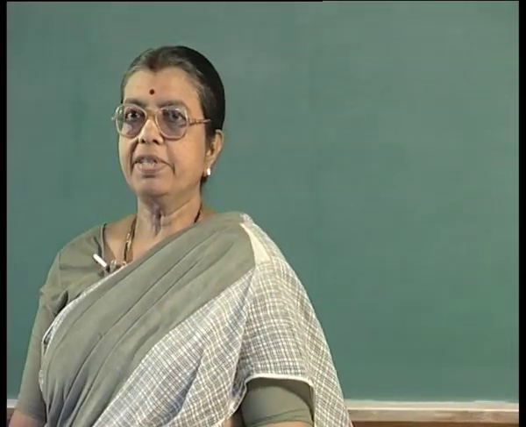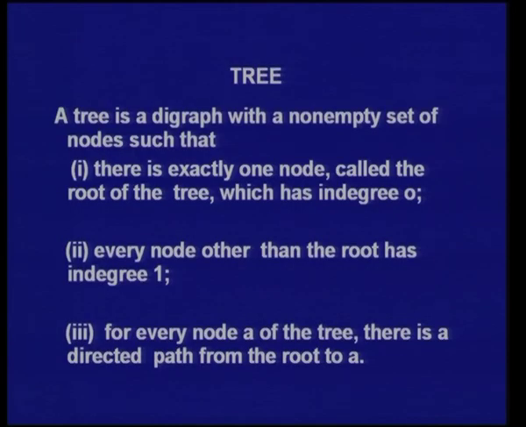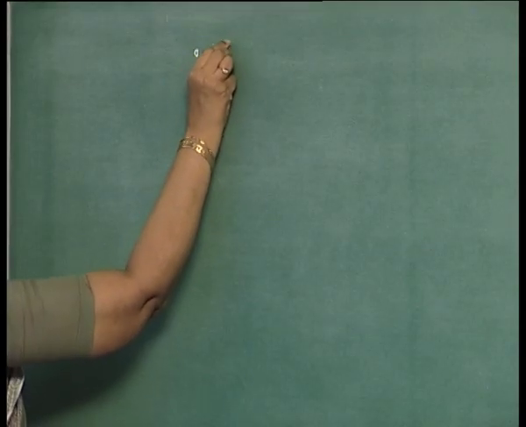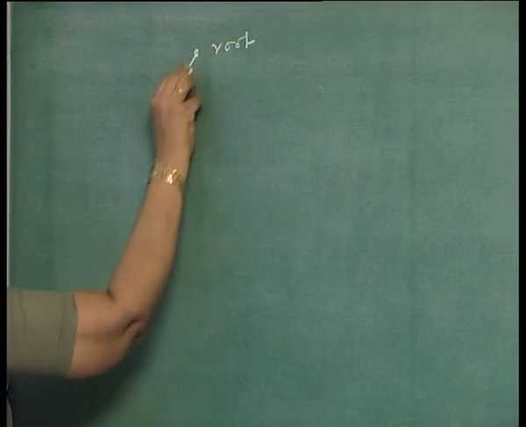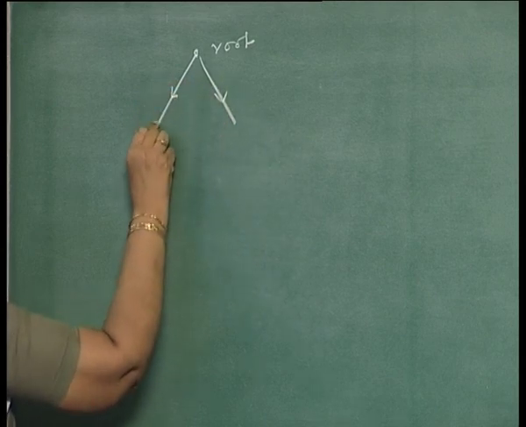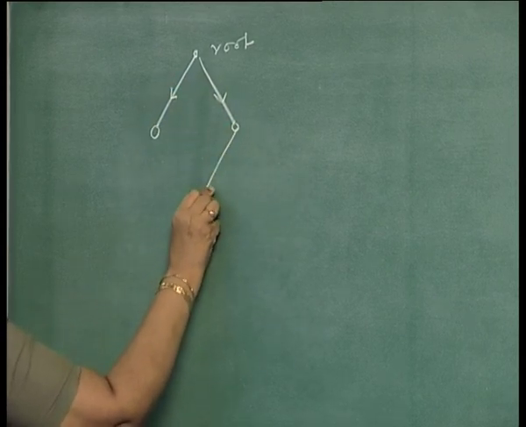So, today we shall consider trees and search trees. A tree is a digraph with a non-empty set of nodes such that there is exactly one node called the root of the tree, which has in degree 0. Every node other than the root has in degree 1. For every node A of the tree, there is a directed path from the root to A. So, a tree has a structure something like this. There is a root which has in degree 0, and you may have other nodes like this.